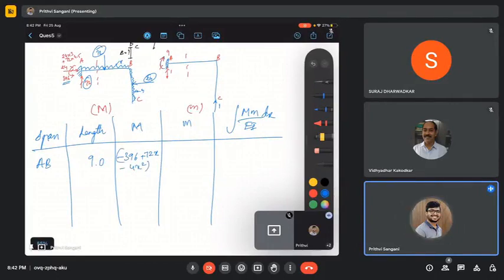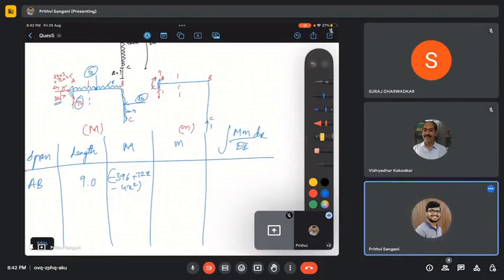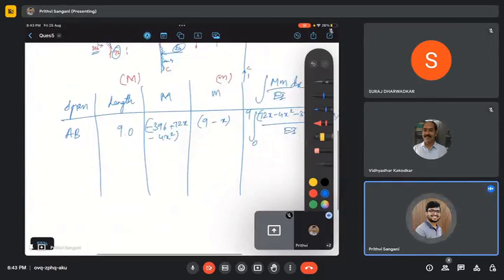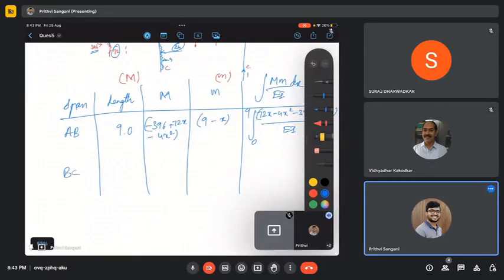What about small m? Here the 9 is a sagging value, so 9 positive, and the 1 gives a hogging value, so 9 minus x. Integrate: 72x minus 4x squared minus 396, multiplied by 9 minus x, by EI, with x from 0 to 9. This is for span AB. What about BC? The span is 6 meters.